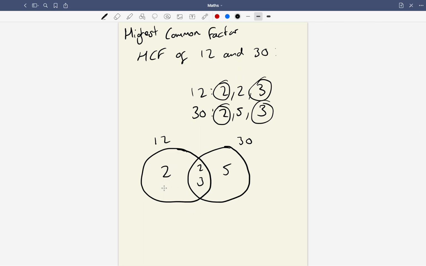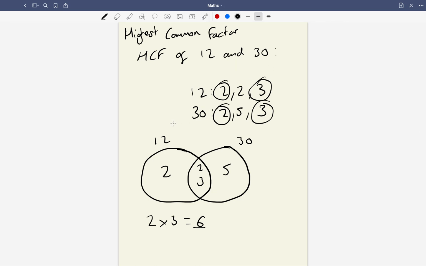Now, for the highest common factor, what you want to do is multiply all the stuff in the middle. So 2 times 3, which will give you 6. The reason why we do that is because the stuff in the middle is all the factors that they've got in common. So if we find what's in common and multiply it together, that will give us our highest common factor for both 12 and 30. And what you'll notice as well is that gives us 6. 6 is the highest common factor of both 12 and 30.